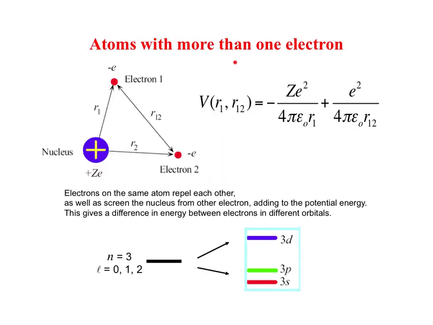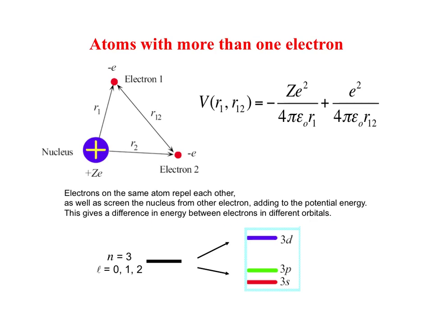In atoms with more than 1 electron, a given electron will be repelled by the other electrons. This can be described as a modification to the Coulombic potential energy, as an additional term due to the electron repulsion of opposite sign from the attraction to the nucleus. Here, Z is the effective nuclear charge that includes the screening from the other electrons. This change in potential energy gives a difference between electrons in different orbitals.